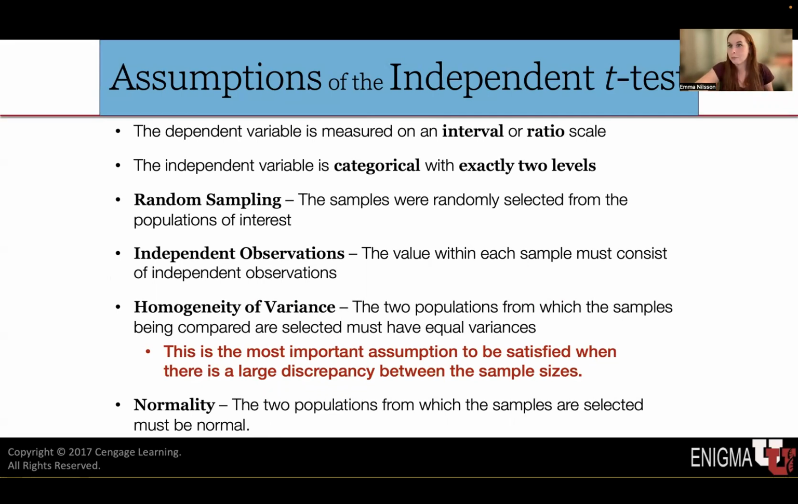This, like it says here in bold, is the most important assumption that needs to be satisfied when there's a large discrepancy between sample sizes. So you always need to check your variance. And then normality: the two populations from which our samples were selected must be normal. And with that, we are done with our lecture 8 about independent t-tests.